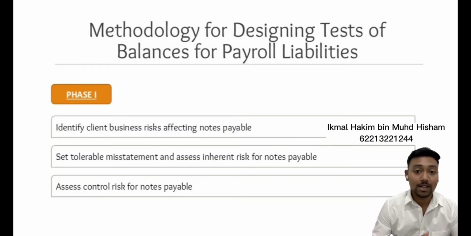My name is Ikmal Hakim bin Muhammad Hisham, and I will talk about methodologies for designing tests of balance for payroll liabilities. For this part, there are three phases. The first phase is to identify client business risks affecting notes payable. After that, set performance materiality or tolerable misstatement and assess inherent risk for notes payable. Assessing control risk for notes payable is also included in the first phase.